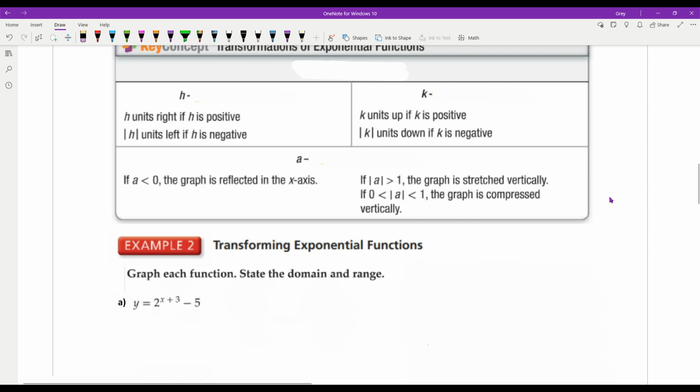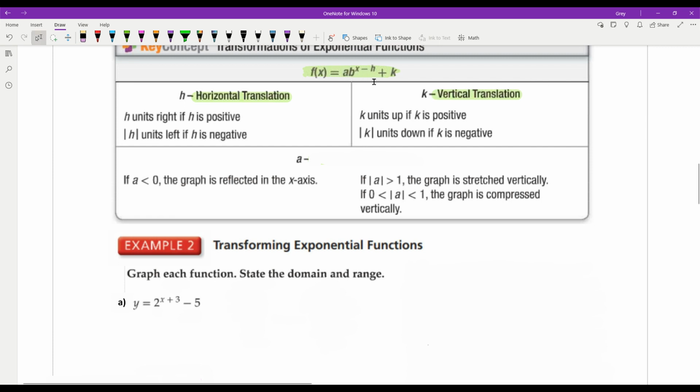Okay, where does it show up in our exponential functions? We're going to have A, just like you saw in the warm-up. H, okay? H is always with X. K is always with Y, all there by itself. H describes the horizontal translation. If it's positive, it moves to the right. Negative, it moves to the left. K describes our vertical translation. If it's positive, it moves up. If it's negative, it moves down.